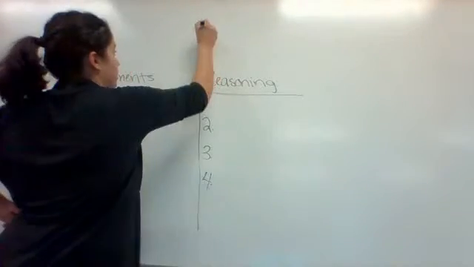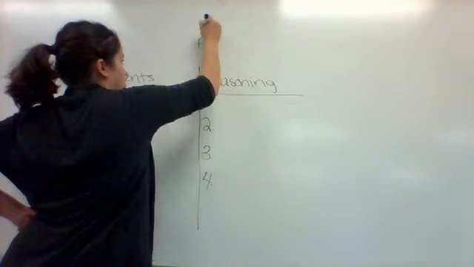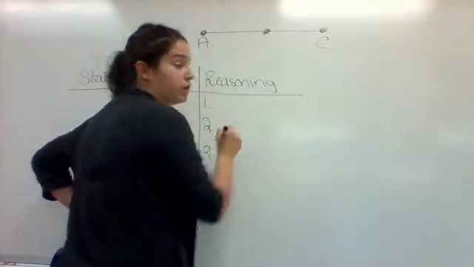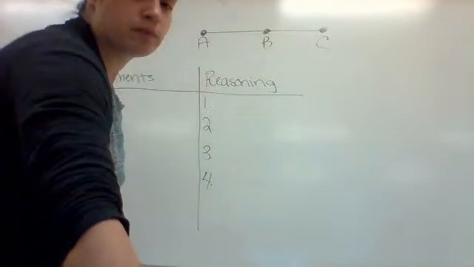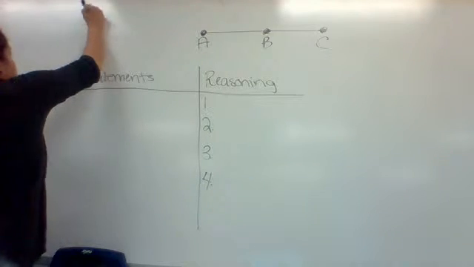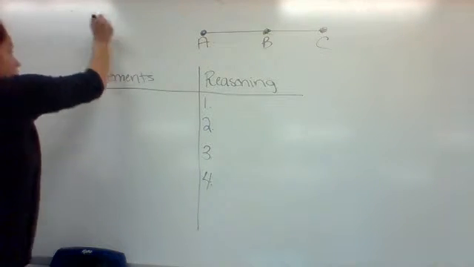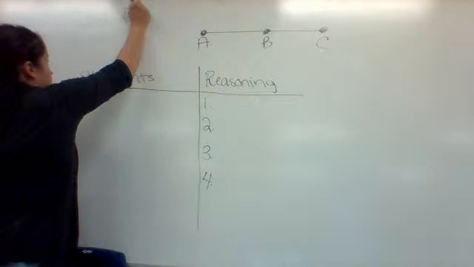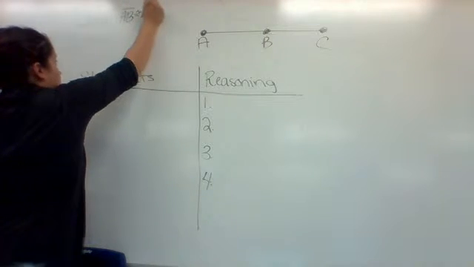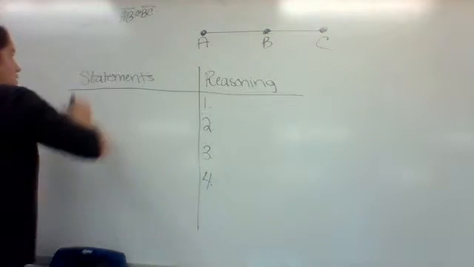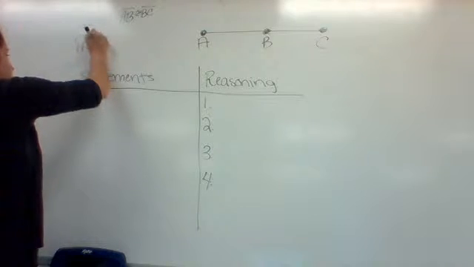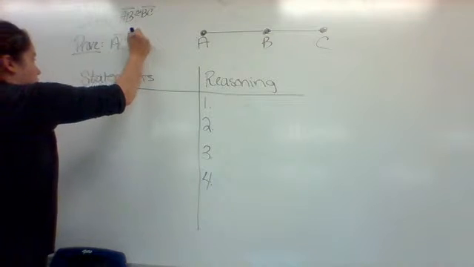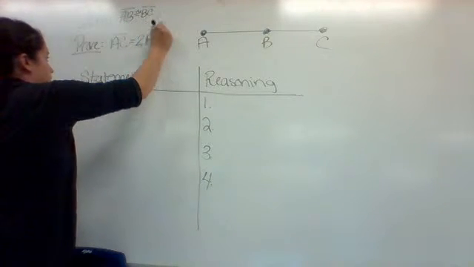So I'm going to start out with a line segment A, with a point B in between. I'll be given that AB is congruent to BC, and I'll be asked to prove that AC is equal to 2 times BC.